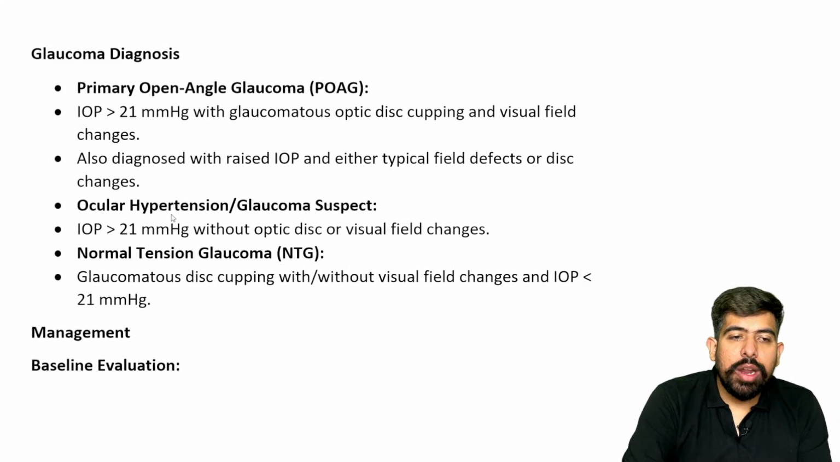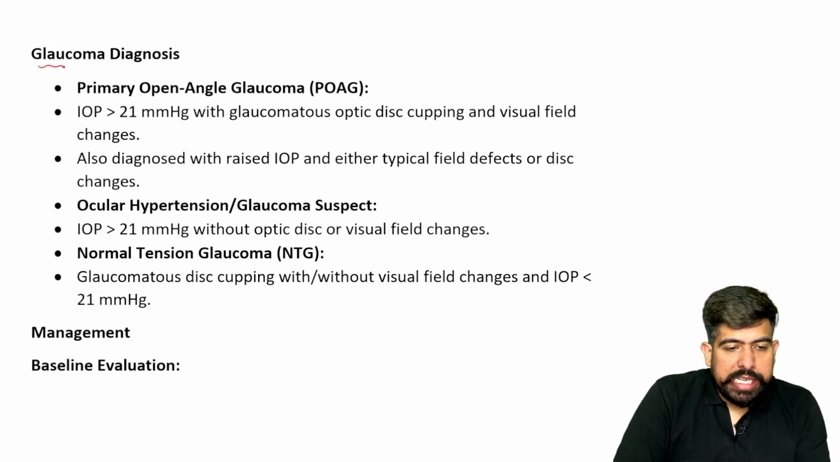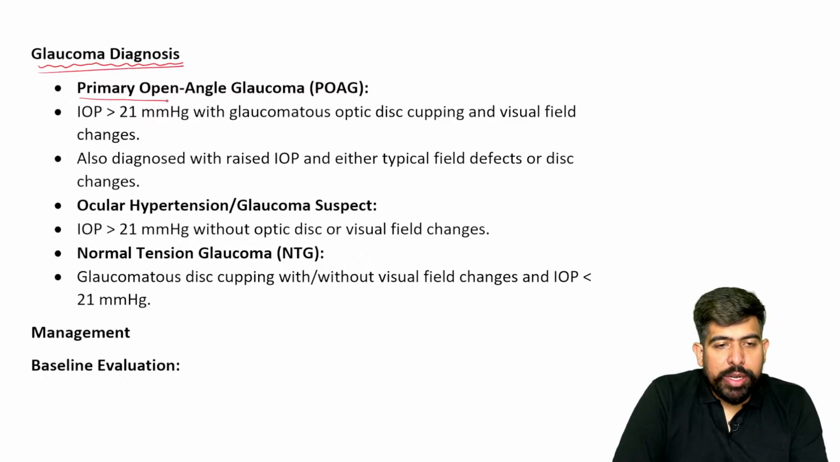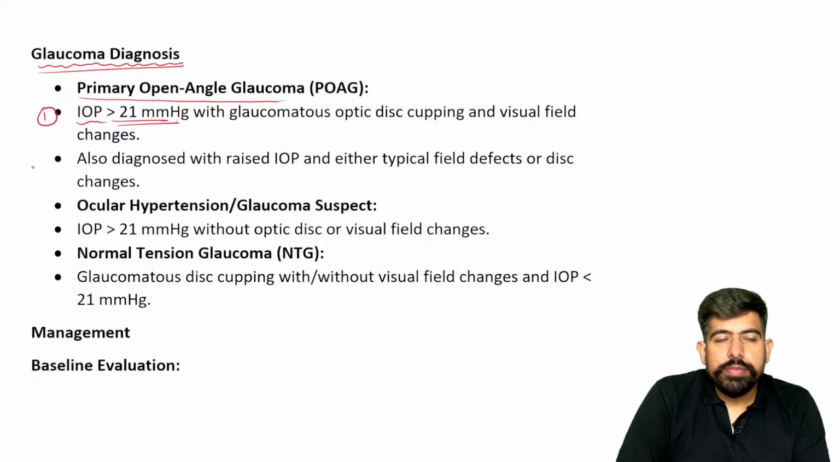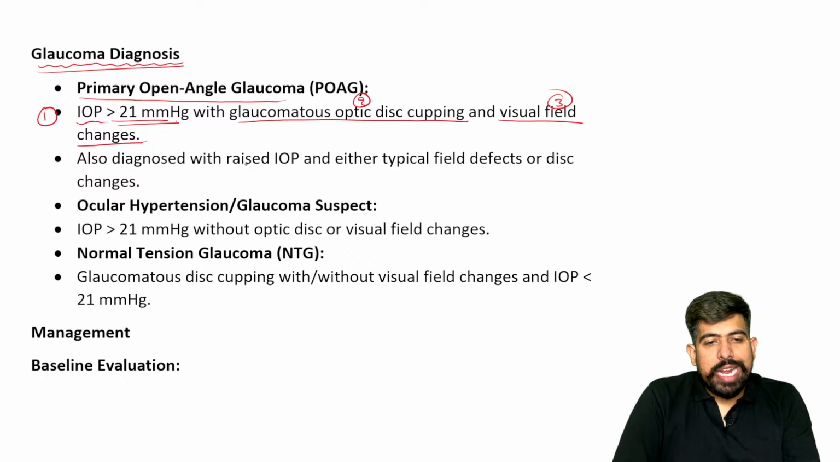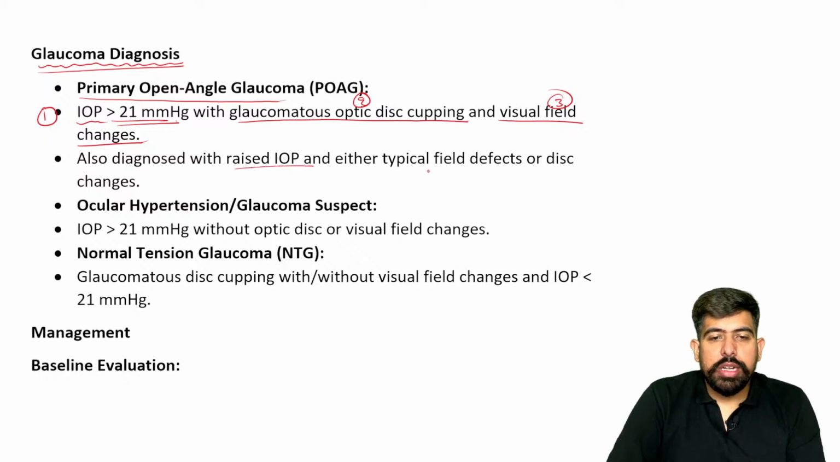Now, what are the glaucoma diagnosis criteria? For diagnosing primary open angle glaucoma, the IOP should be more than 21 mmHg. The first thing is glaucomatous optic disc cupping and visual field changes. As we talked about, optic disc and visual field changes will be there. It is also diagnosed with raised intraocular pressure, either the typical field defects and the changes.